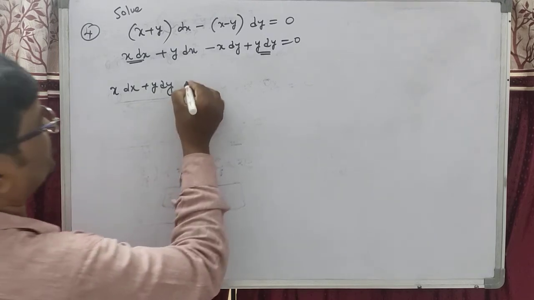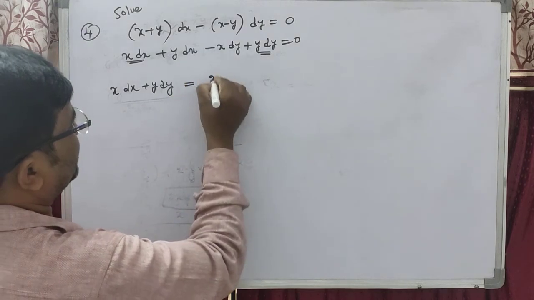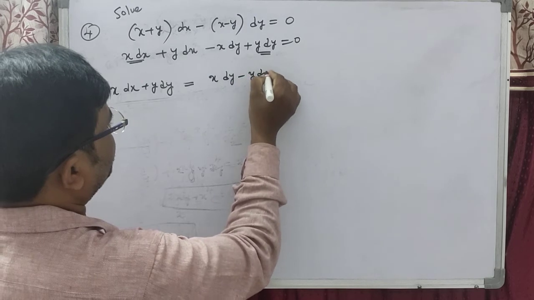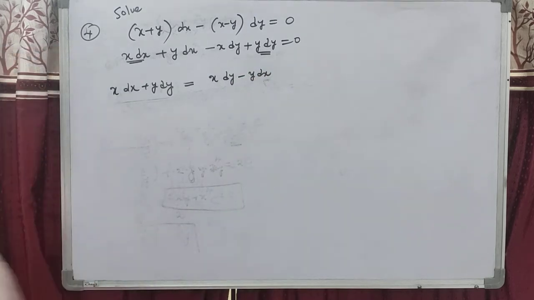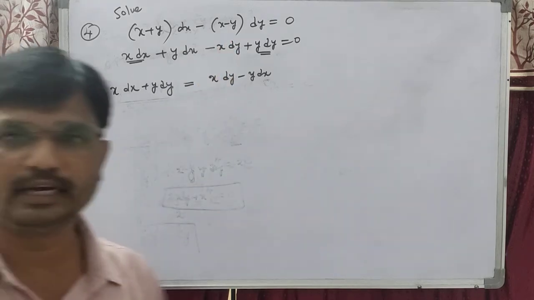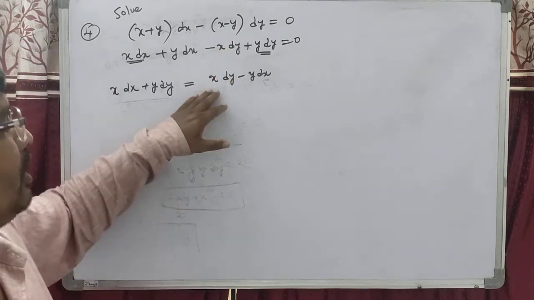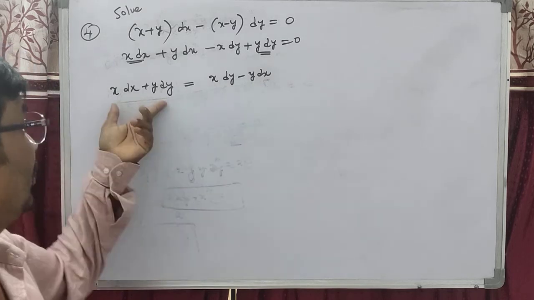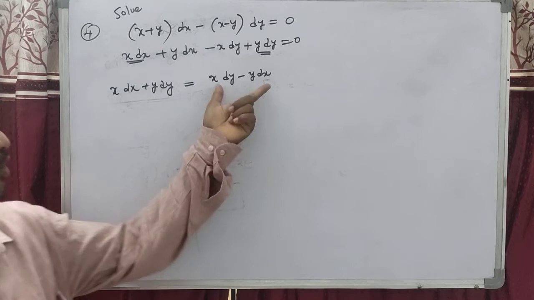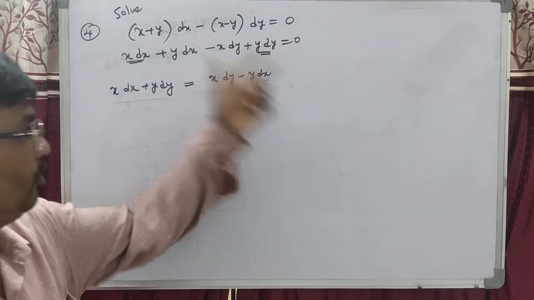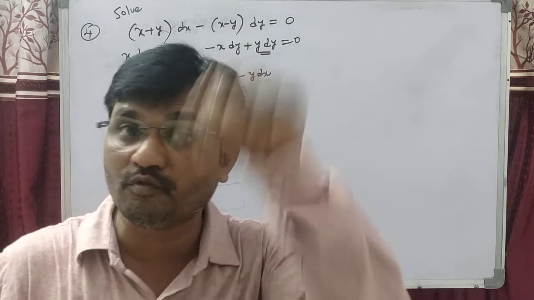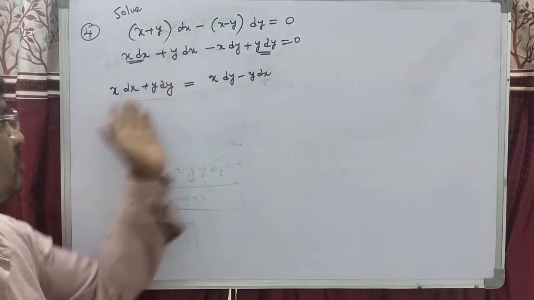But here a small technique is there: x dy minus y dx will be sent to the other side. Suppose we divide by x square. We have to know that (x dy − y dx) by x square is the derivative of y by x. But what about the x square term?